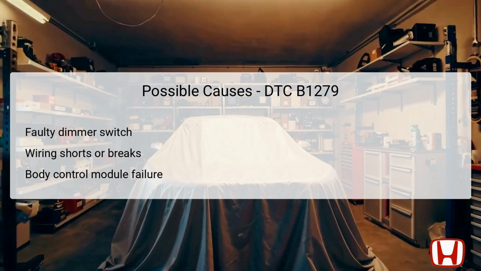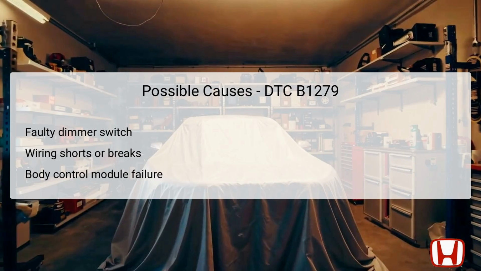First, a faulty dimmer switch can lead to improper signal transmission to the body control module. This switch might have internal defects that disrupt its normal operation. Secondly, wiring issues such as shorts or breaks in the wiring harness can prevent electrical signals from reaching their intended destinations. Inspecting wiring integrity is essential, as intermittent failures can often be attributed to poor connections or fraying.